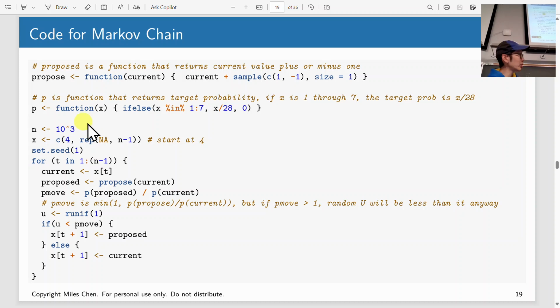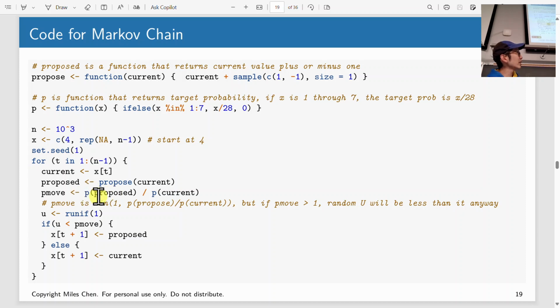We'll generate 1,000 values from this. I'm going to start at 4, the center of the island chain, and go from there. My current value is x at time t. My proposed value is my current value plugged into the propose function, which will be either x at time t +1 or x at time t -1. My p move is p proposed divided by p current.